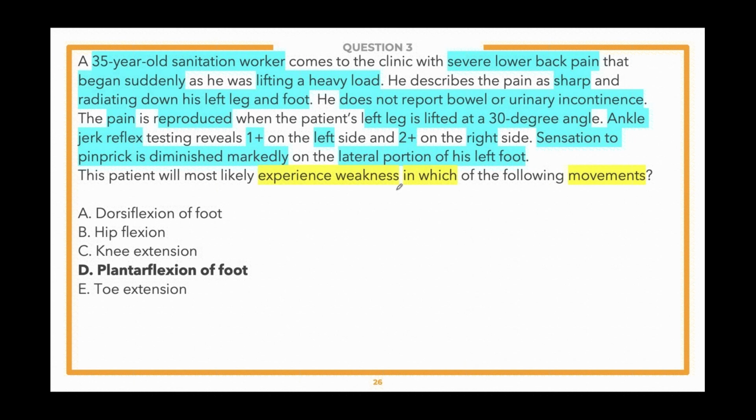So now the question is, what is being affected? We know that this patient has a weak ankle jerk reflex on the left side compared to the right side. Normal reflexes are 2+. It's only 1+ on the left. We also know that there's sensation that's diminished on the lateral side of the foot. So let's take a look at that next slide.